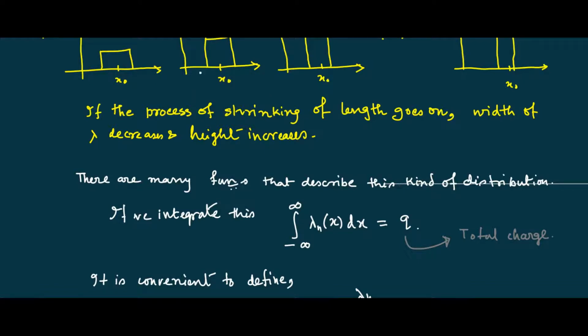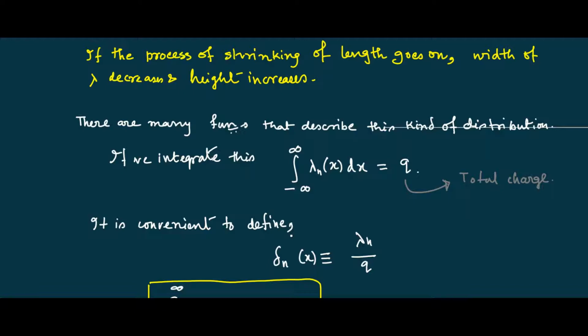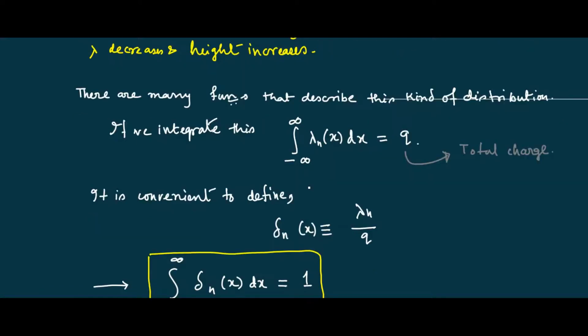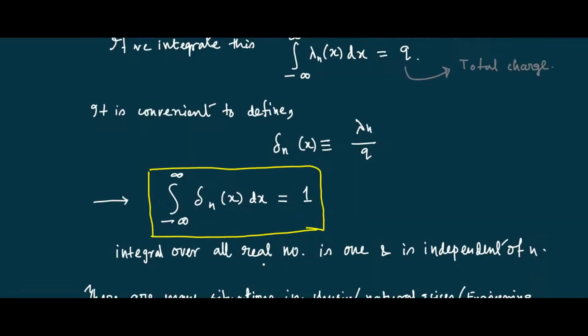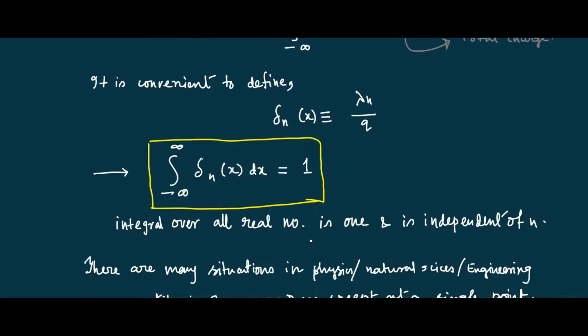There are many functions that describe this kind of distribution. And if we integrate lambda of x dx from minus infinity to plus infinity, that equals Q, it always gives you the total charge. It is convenient to define it as delta n, a sequence of functions, where delta n of x is lambda n by Q, generalized. So you always remember that the integral of delta n of x dx from minus infinity to plus infinity must be 1, the integral over all real numbers is 1, and it is independent of n.